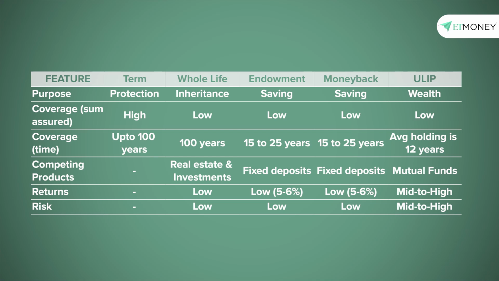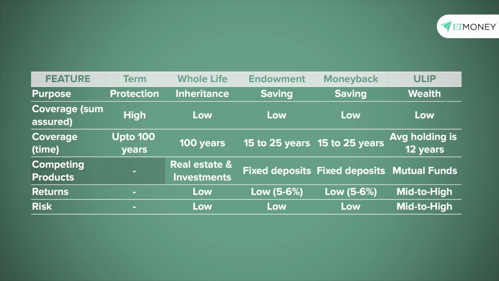For one, all 5 policy types serve a different purpose for the policyholders. For instance, term insurance policies are for protection only. That is, if you die within the policy term, then your dependents will receive money which should provide some assistance towards their financial future. Similarly, a whole life policy is very clearly a way of leaving behind a legacy for your children. Endowment and money back policies are for savings, while ULIPs are designed as a wealth creation and investment plan.